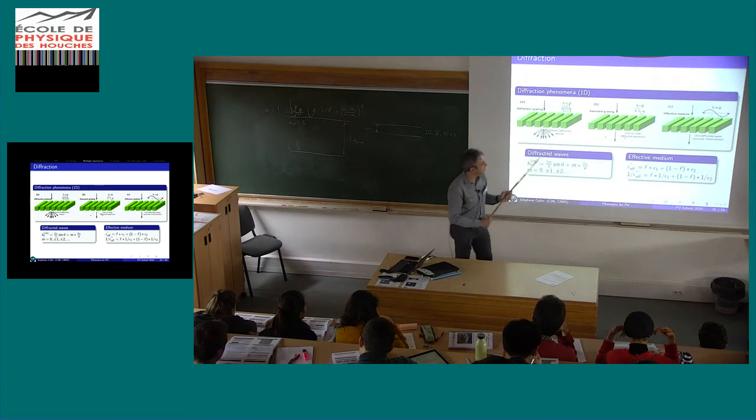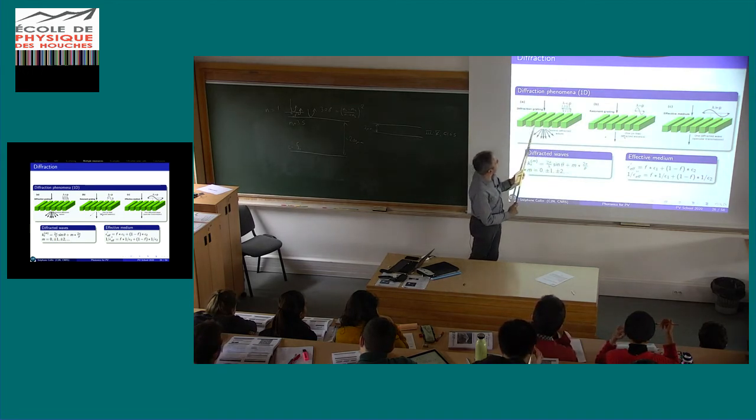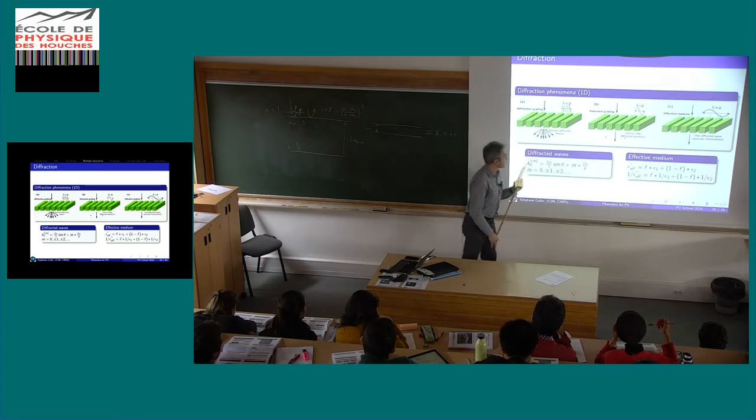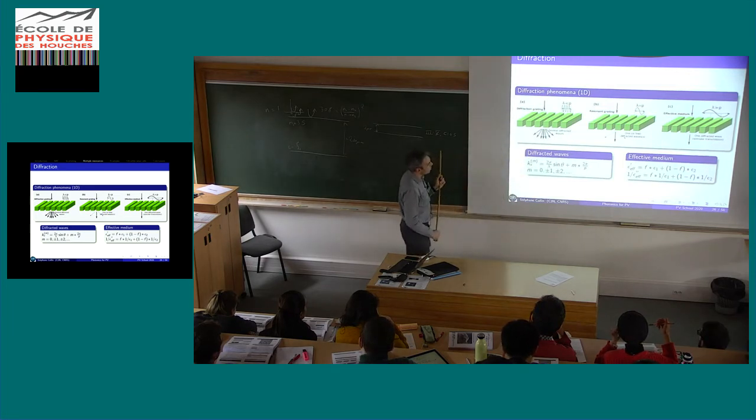I won't explain this too much. But if you have periods of the order of the wavelength or slightly larger, then you have diffracted waves. And we will use these kinds of features in the following.